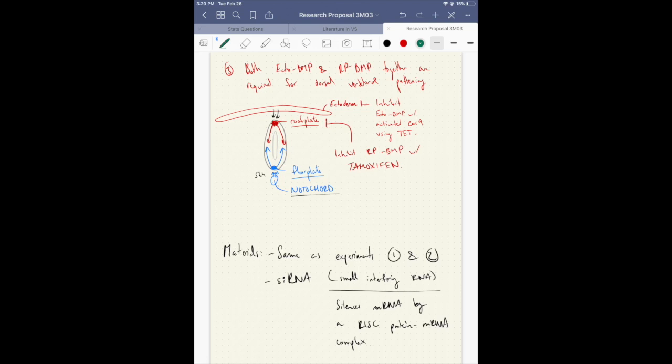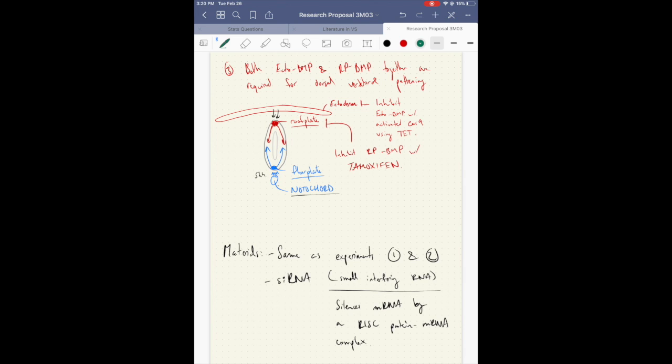Our last hypothesis states that both ecto-BMP and RP-BMP together are required for regular patterning. The materials we'll be using are the materials used in previous experiments to knock out ecto-BMP and RP-BMP. Furthermore, we'll also be using chemically synthesized siRNA. We'll be using this siRNA to target and silence both ecto-BMP and RP-BMP.